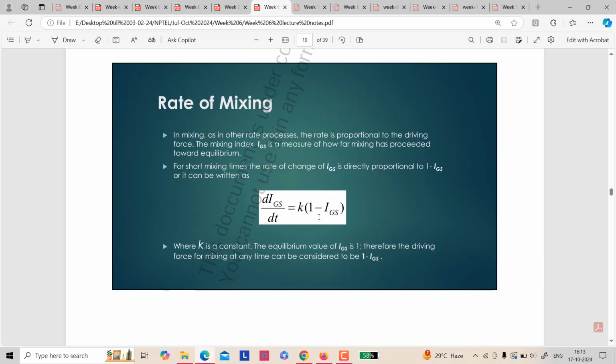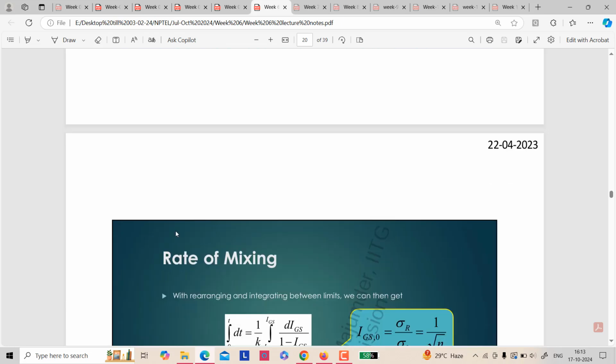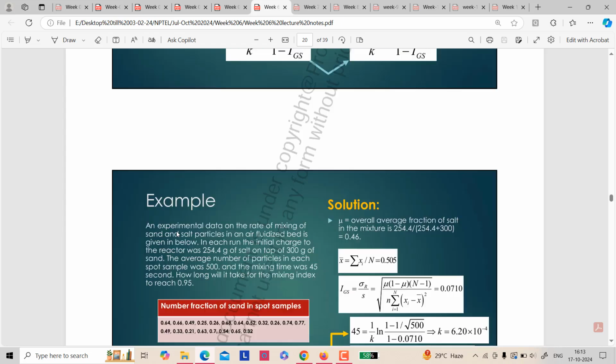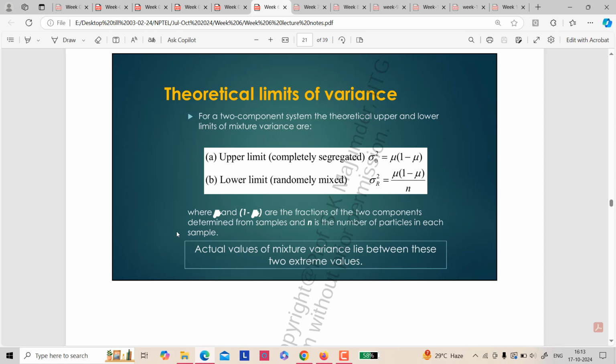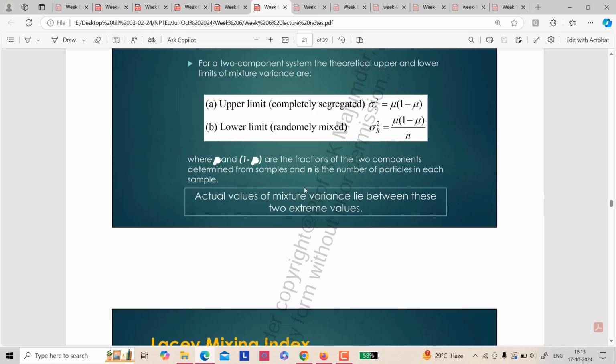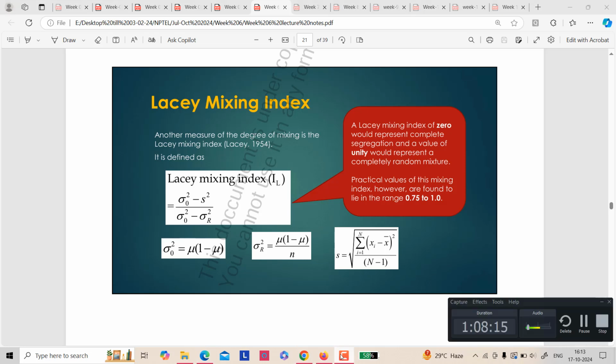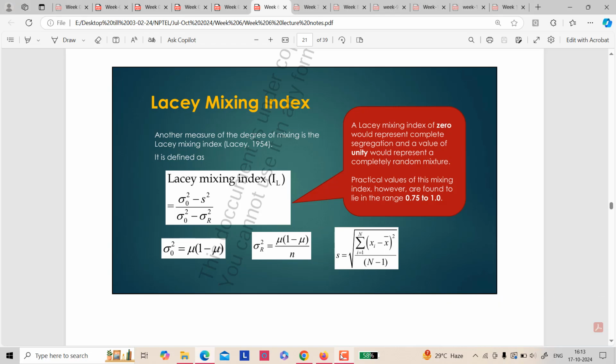Okay, so this is the formula of the rate of mixing, that is, at what rate mixing happens between two molecules or two materials. These are the examples. Upper limit means completely segregated and lower limit means randomly mixed. These are the different mixing indices. Lacey mixing index of 0 would represent complete segregation and a value of unity would represent a completely random mixture.